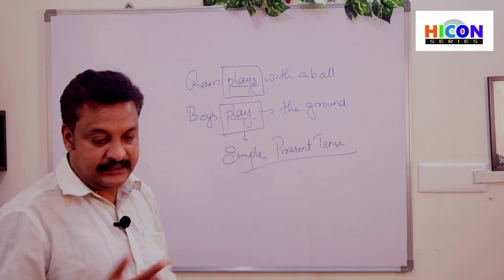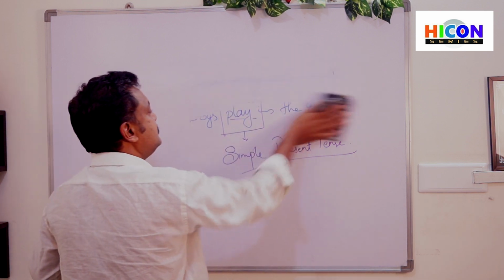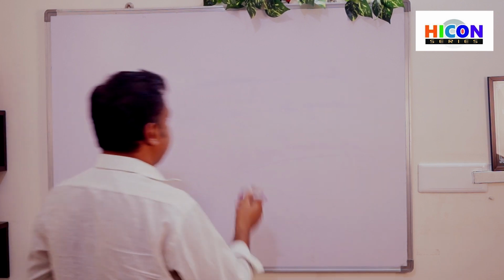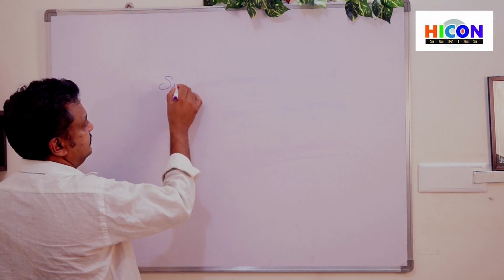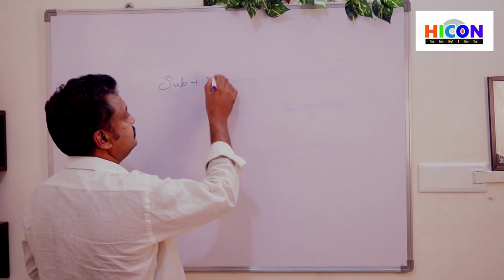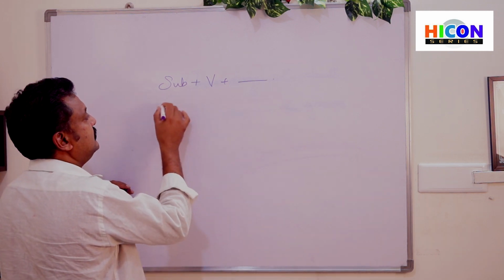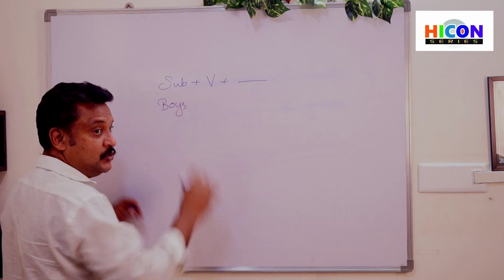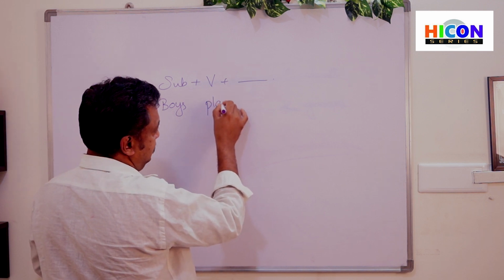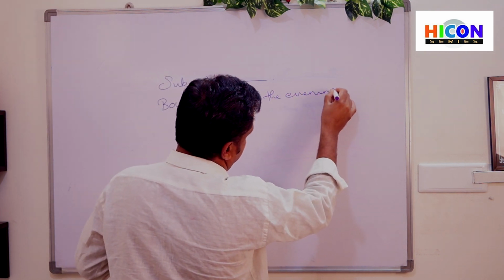Right? So when we write a sentence in a simple present tense, or when we use a verb in a simple present tense, we write the subject. Subject means a doer. Okay. Then the verb and the remaining part of the sentence. Just like the boys. Boys is a doer here. Then the verb was play. Balance part was in the ground.